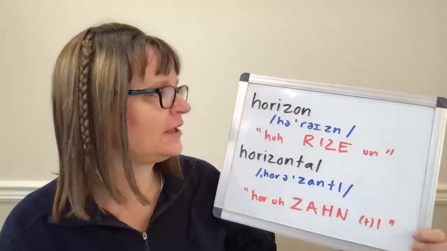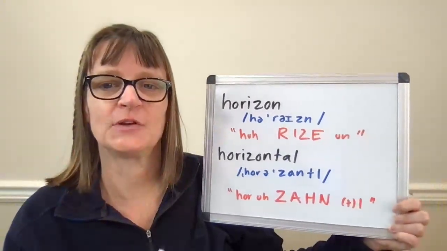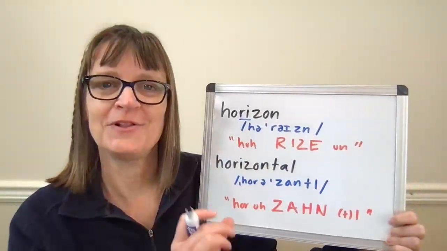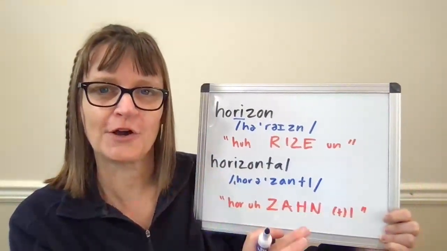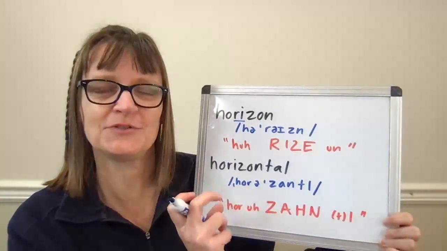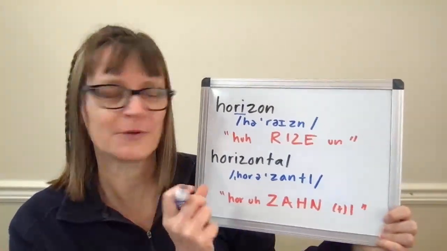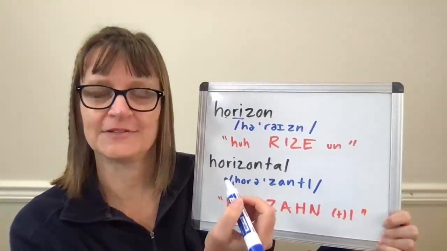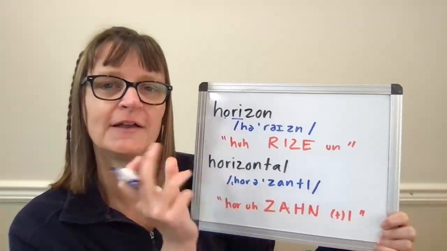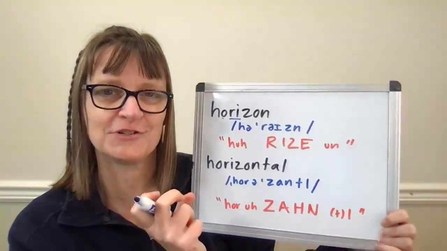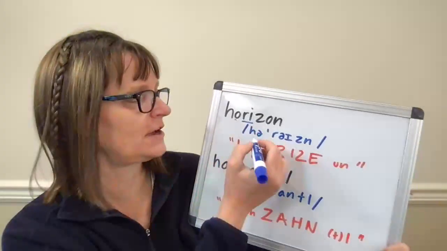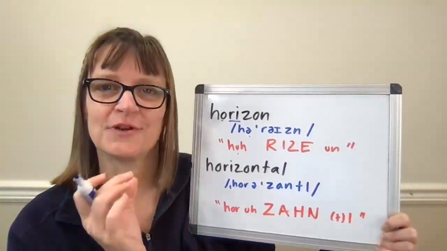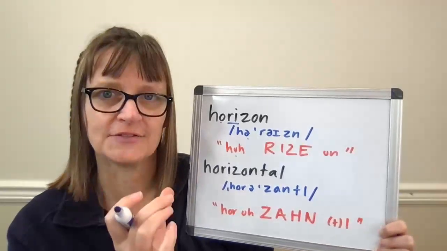So first of all, when we have the word horizon, we have second syllable stress. That means the rise syllable has a clear vowel, it's held longer, and the other two syllables have reduced vowels and are shorter. So even though we have letter O in the first syllable of horizon, we don't say an O sound here. This syllable is unstressed. It has the reduced vowel, this unstressed schwa. So I rewrote that for you here with the letters UH, so you can think about it as huh-rise-un.